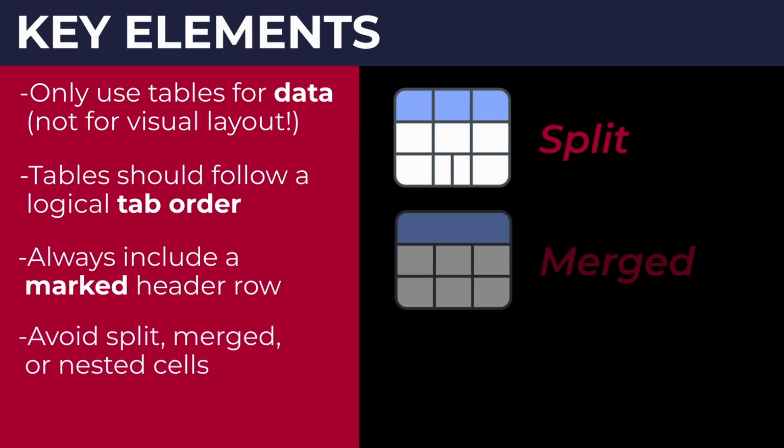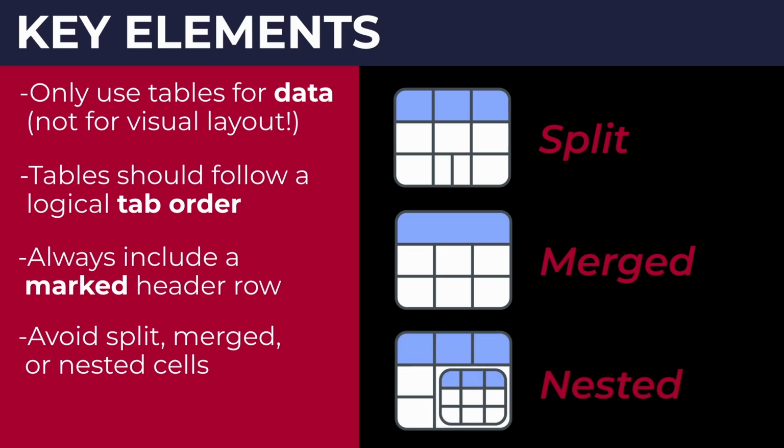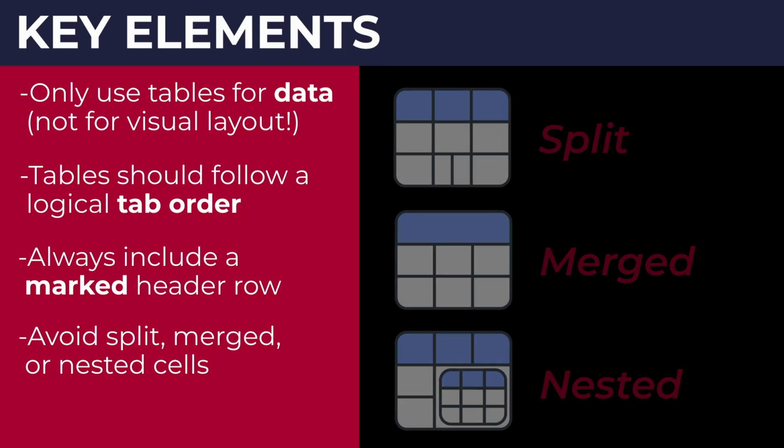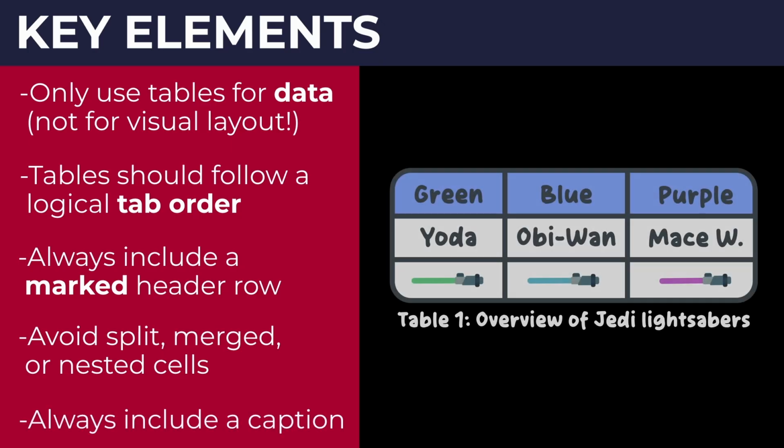Avoid split, merged, or nested cells as they confuse screen readers and can render your table unreadable. And finally, every table needs a caption, a short sentence above or below the table that explains what the data shows and why it matters.